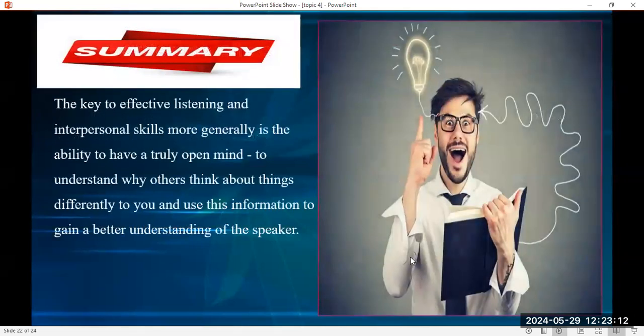In summary, the key to effective listening is interpersonal skills. The key to effective listening and interpersonal skills, more generally, is the ability to have a truly open mind, understand why others think about things differently to you, and use information to gain a better understanding of the speaker. Now, this is the summary.